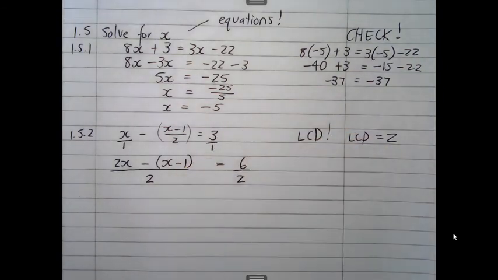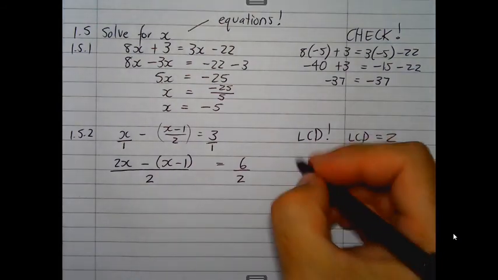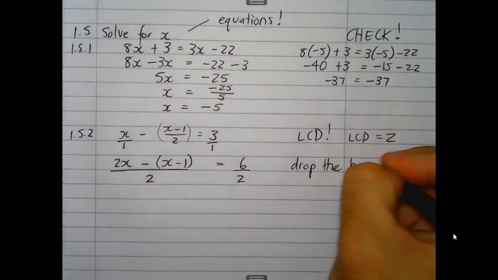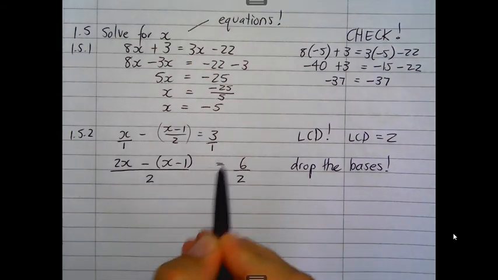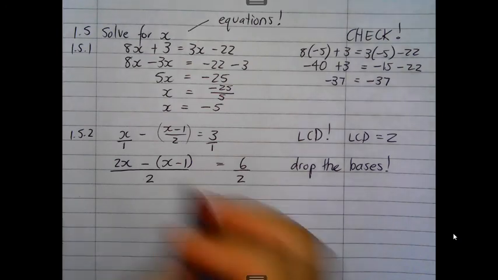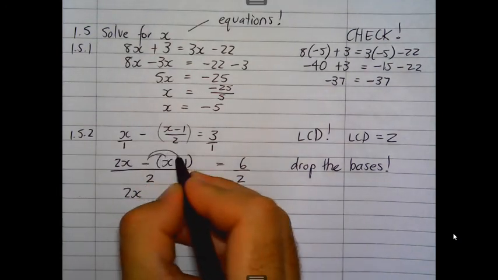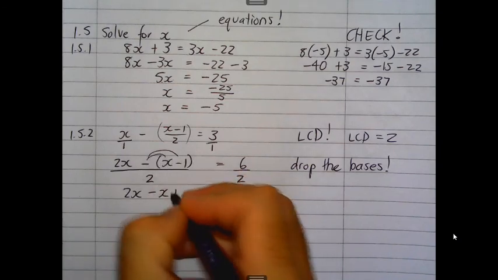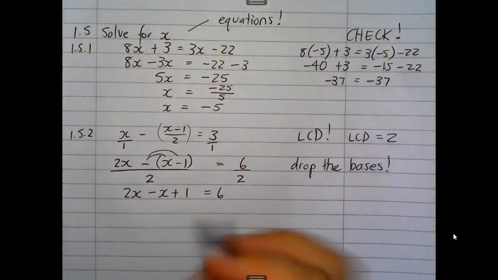At this stage, listen carefully, I can drop the denominators. I can get rid of the denominators. Because it's an equals here, it's an equation, I no longer need those 2's. So, 2x, I'm going to multiply the minus in. Minus x and plus 1 is equal to 6. Now this is much easier.